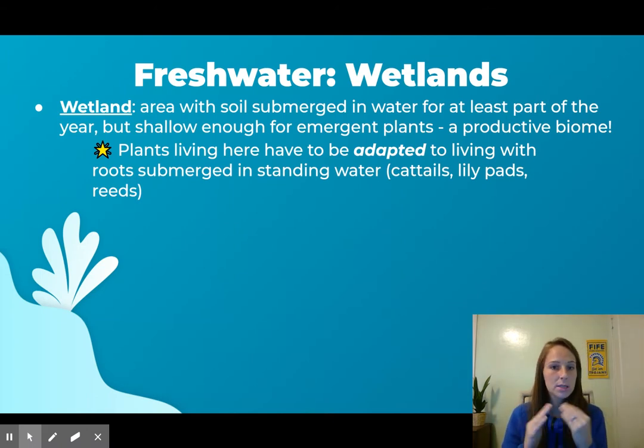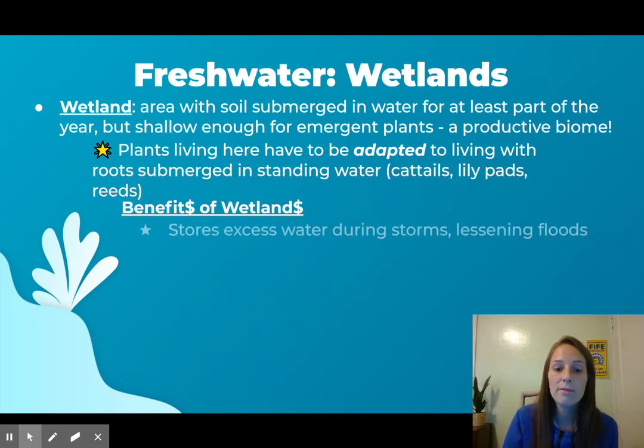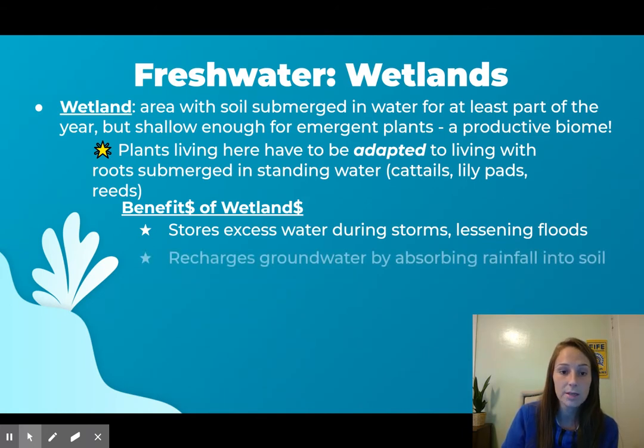And this is why it's got a star, because this is where we start to make connections between adaptations versus these biomes. And so this is going to be, for example, you'll have cattails, lily pads, reeds. In order to survive here, they have to be adapted to have their roots in the water that much. Now, wetlands do have a lot of benefits to them. They can store excess water during storms, which means they lessen floods.